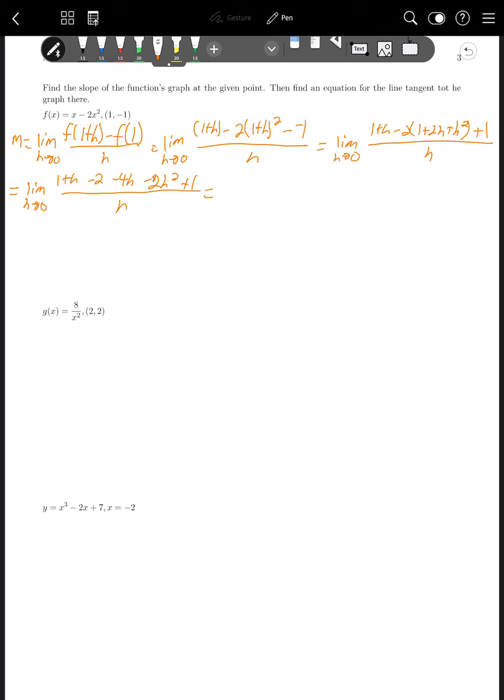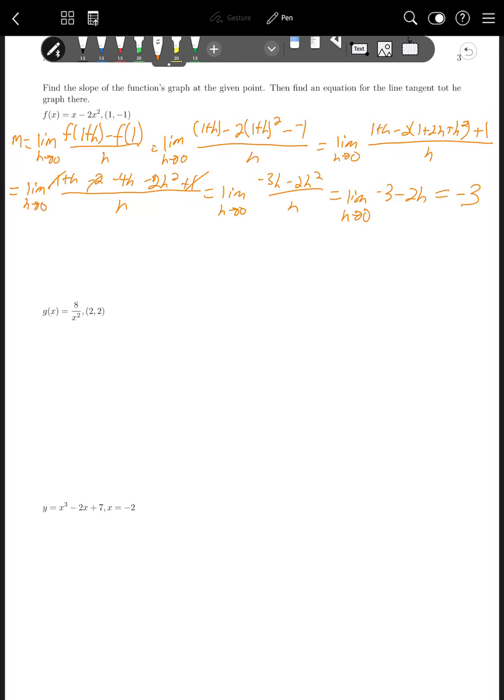Combine like terms, 1 minus 2 is negative 1, negative 1 plus 1 is 1, so these three cancel each other out. h minus 4h is negative 3h, so negative 3h minus 2h squared over h. Cancel an h from all three terms, and this is the limit as h approaches 0 of negative 3 minus 2h. Plug in 0 for h, and you get negative 3.